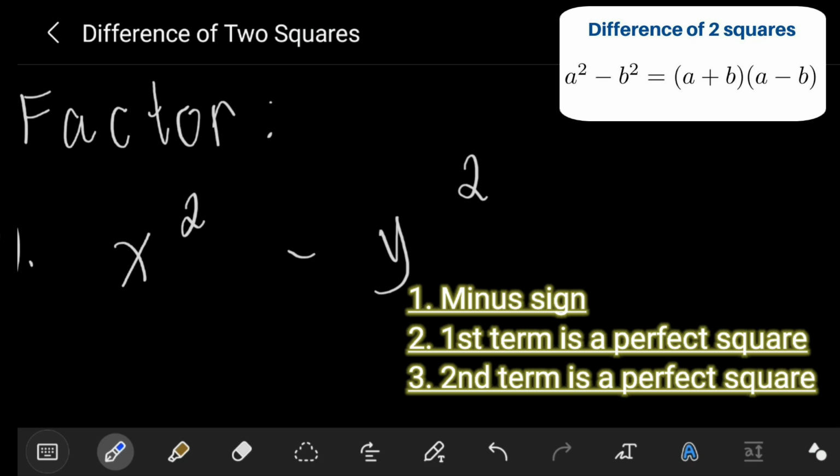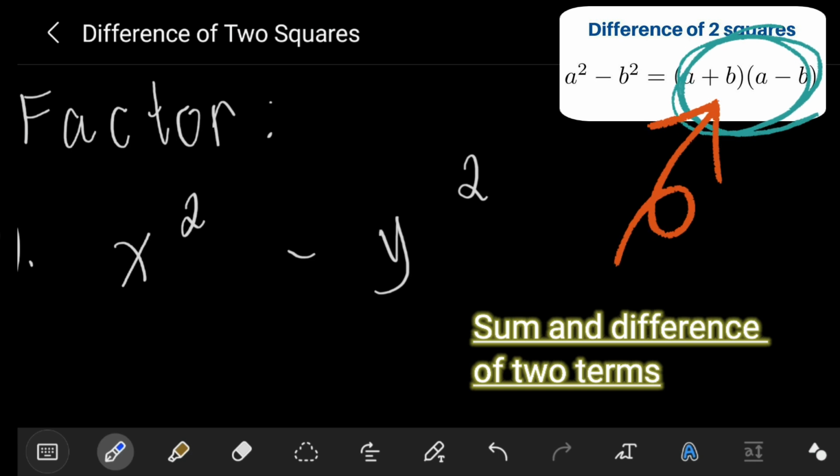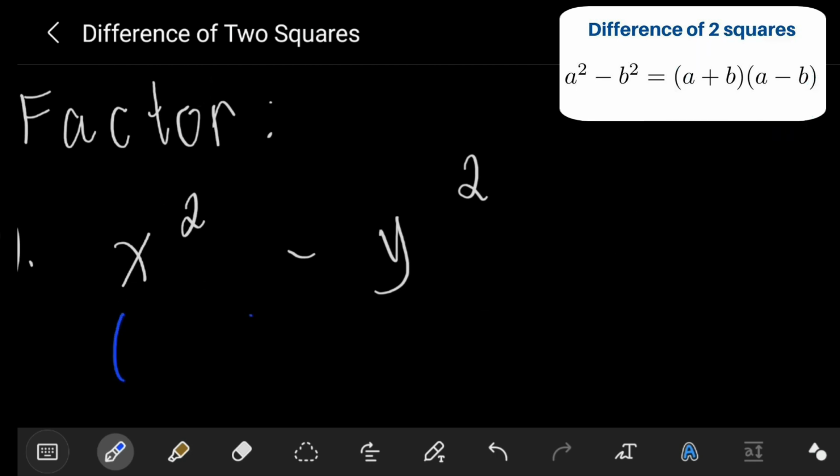Okay, number 1. X squared minus y squared. So, kitang-kita naman natin na minus sign siya. Perfect square yung first term which is x squared, di ba? And then perfect square din yung second term which is y squared. So therefore, pwede nating i-apply yung sum and difference of two terms. Ano po yun? So, factorable siya sa sum and difference of two terms. Okay, so dalawa agad na parenthesis, yan ang una mong gawin kasi factoring tayo.